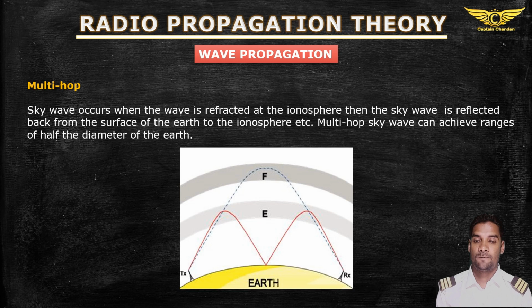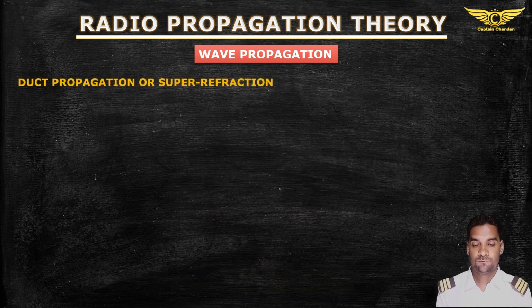Multi-hop propagation. A sky wave occurs when the wave is refracted at the ionosphere, then the sky wave is reflected back from the surface of the earth to the ionosphere again. A multi-hop sky wave can achieve a range of half the diameter of the earth. So multi-hop can increase the range.